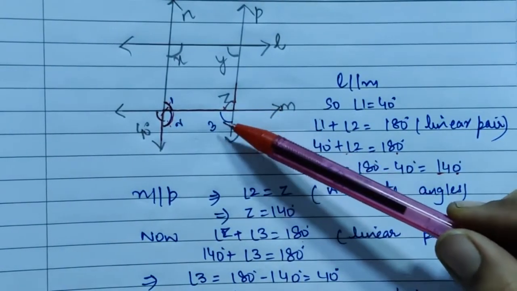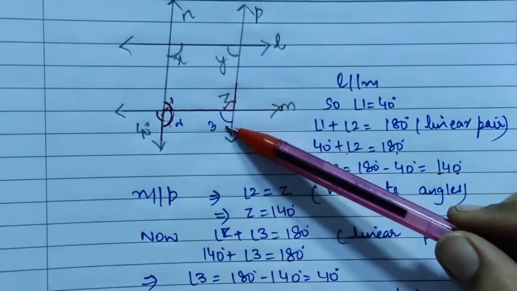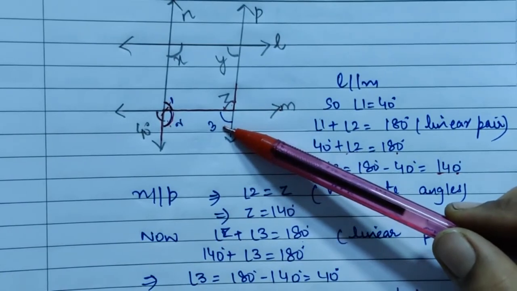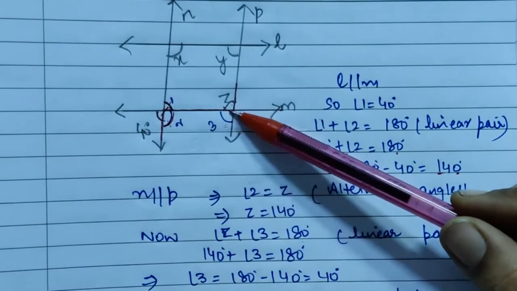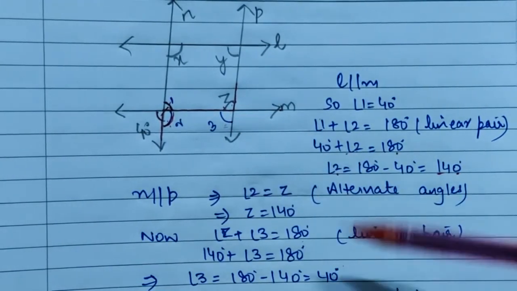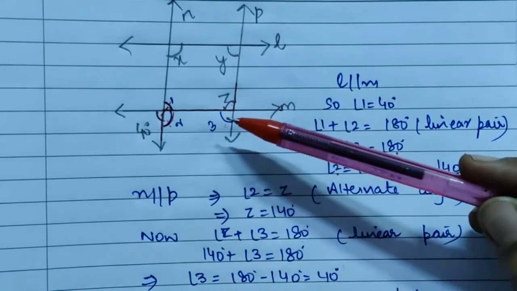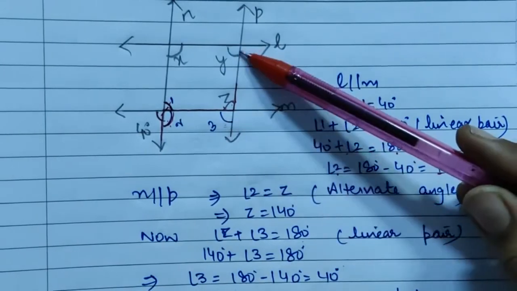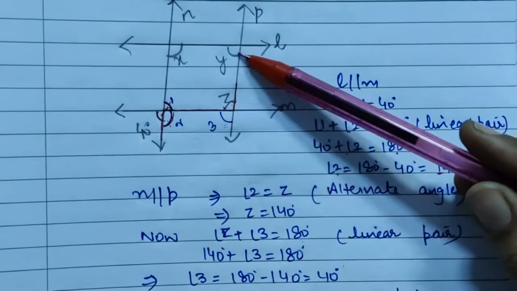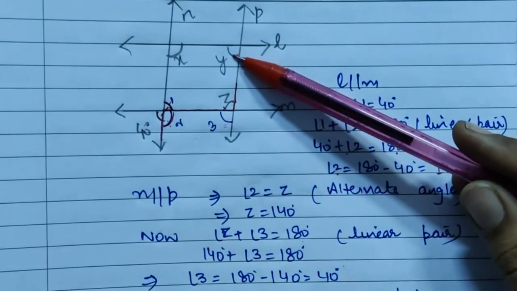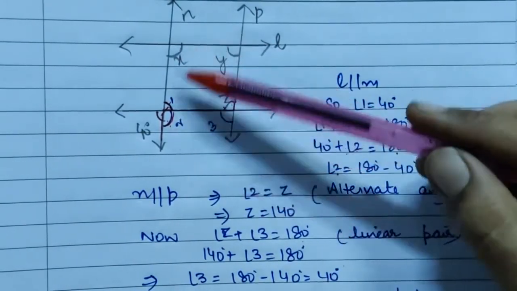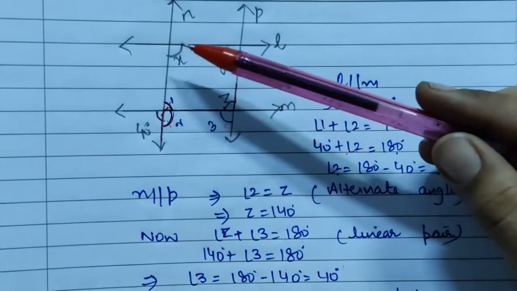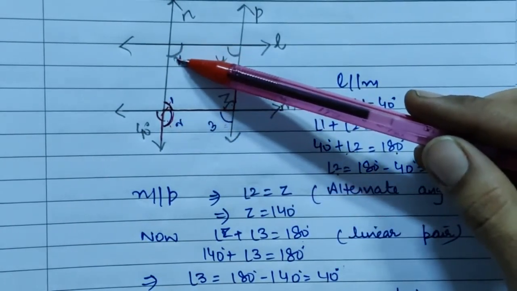Now Z plus angle 3 is equal to 180 degrees, linear pair. So angle 3 will be 180 minus 140, that is 40 degrees. Now y will be equal to angle 3. They are corresponding angles. So y will be 40 degrees. X will be equal to angle 2. They are also corresponding angles. So x will also be 140 degrees.